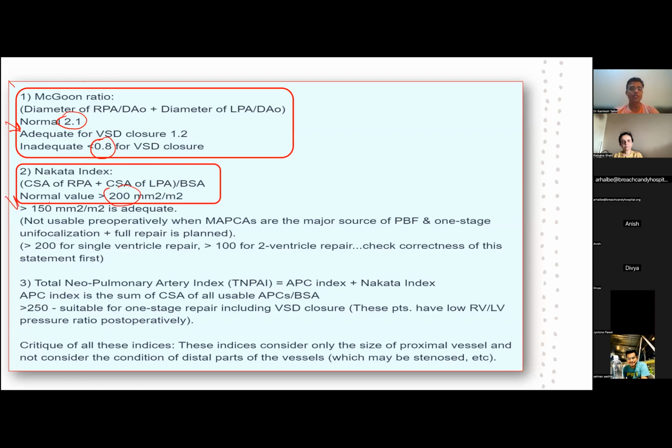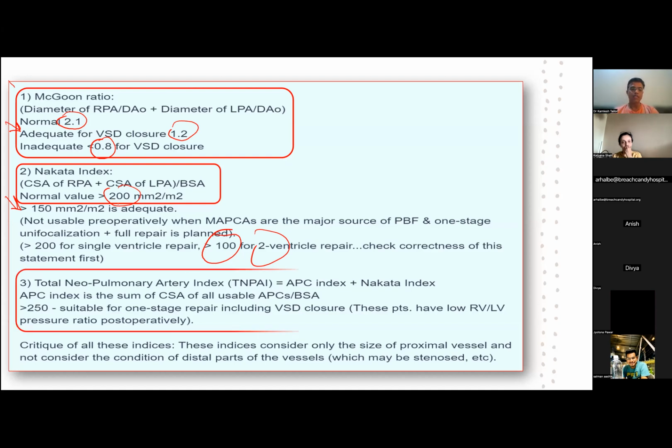More than 150 is fine. One can perform total correction. And more than 100 is fine for two ventricle repair. Here also, as with the McGoon index, it is roughly 100 and 200. But if it is less than 100, again, it is not fit for total correction.